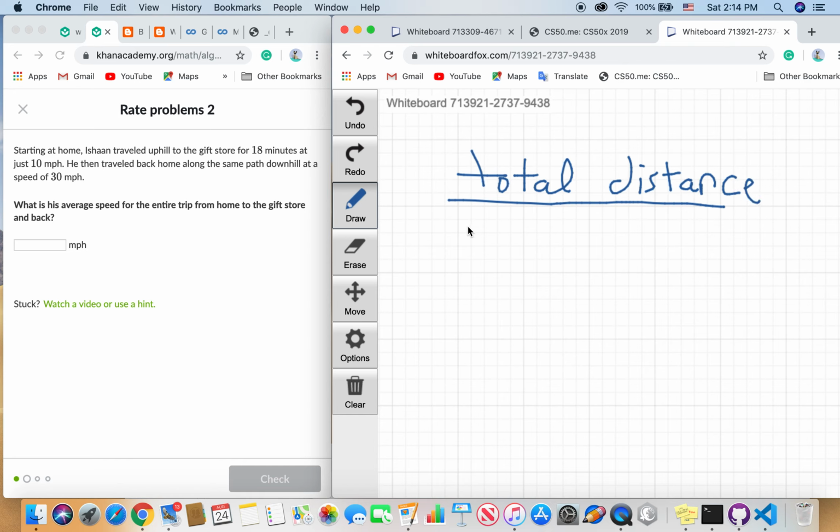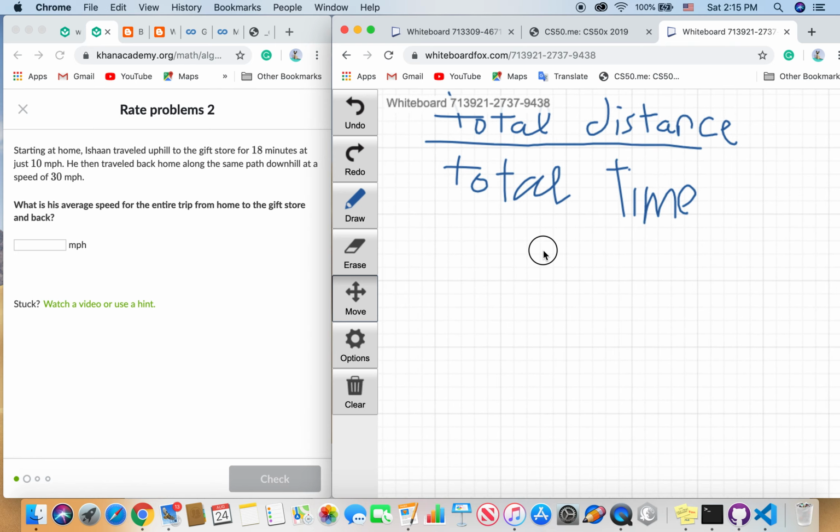over total time. So once we figure that out, after I finish this, we'll get the answer. Let's take a look at how to find total distance. The distance is the same since it says same path. So we'll use 18 minutes at 10 miles per hour.